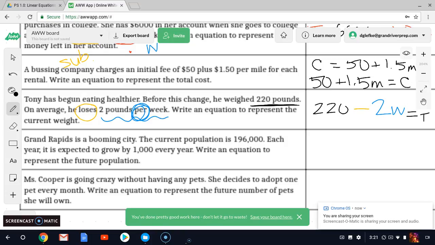The next one I think you guys can do on your own. So go ahead and pause the video and try that one. And I'll write it in a couple seconds. All right, you should have the population is equal to 196,000. And we're adding 1,000 per year. Okay, it is growing. We are adding on to our current population, so we know that we're adding.